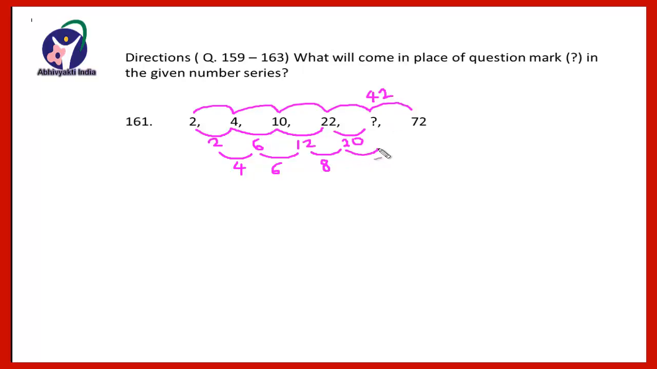Then the next difference should be 10. So the difference between these two should be 20 plus 10, that is 30, and therefore 42 plus 30, that is equal to 72, and therefore the question mark should be replaced by number 42.